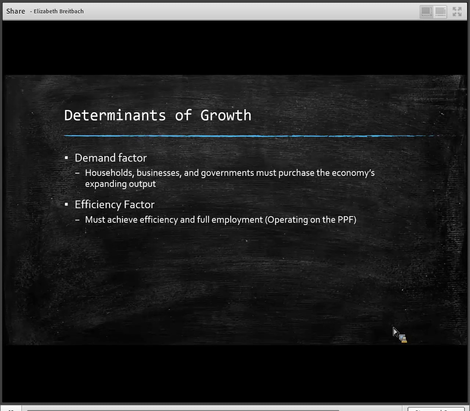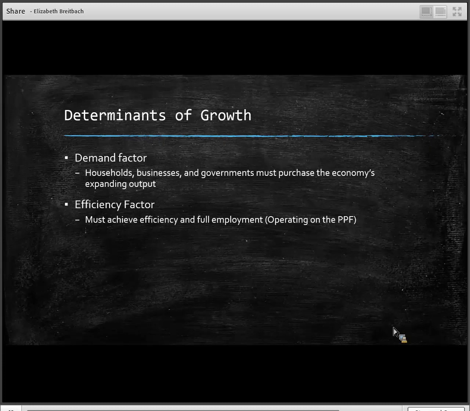The closer we are to operating on our production possibility frontier at a level of full employment, that is where we consider our efficient point on our production possibility frontier. That is going to heavily influence the level of growth. And again, remember, when we're talking about full employment, we're just thinking about people who are willing and able to work. So we're not talking about everybody in our economy having to have a job. We're going to learn more about that in our unemployment section. But what we must see is that we're operating on the production possibility frontier.